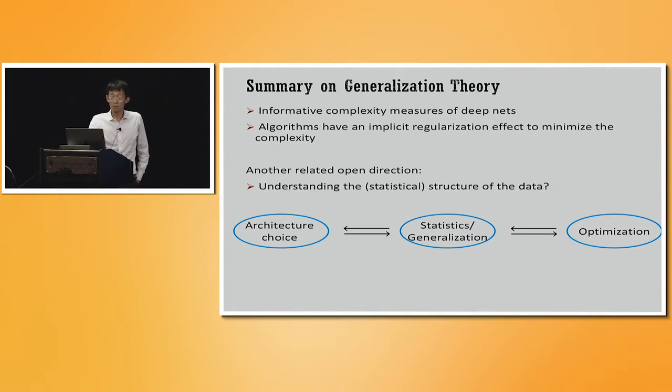Another really open question is understanding the statistical structure of the data, in the sense that we have to assume something about the intrinsic complexity of the data. And for now, we don't have very good ways to describe the structure of the data, especially the structure of the input. We know how to describe the structure of the relationship between the output and the input, but the input itself is hard to describe.